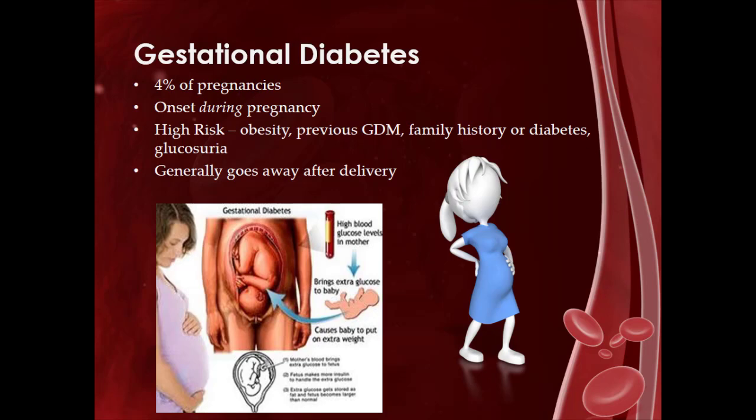About 6 weeks after the woman has delivered, they're going to do another blood test to see if the patient has returned to normal glucose levels. So the patient would be reclassified as either normal, having pre-diabetes, or being diabetic. But gestational diabetes typically goes away once the baby is born.